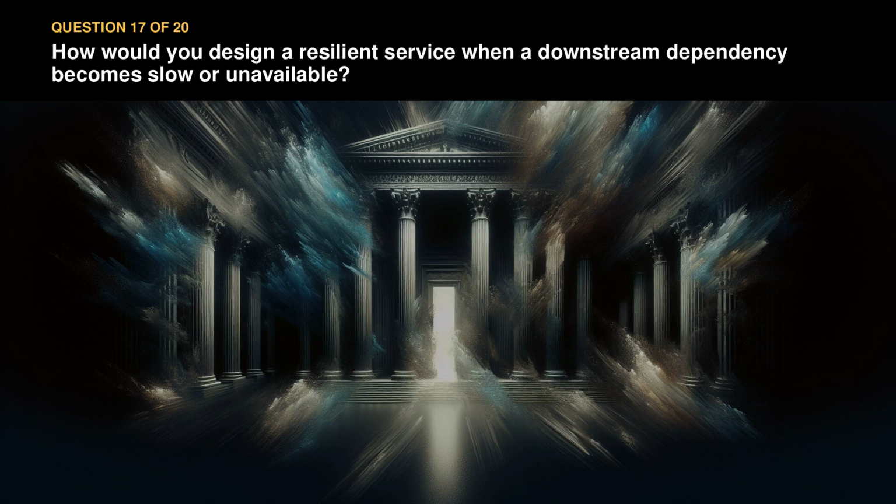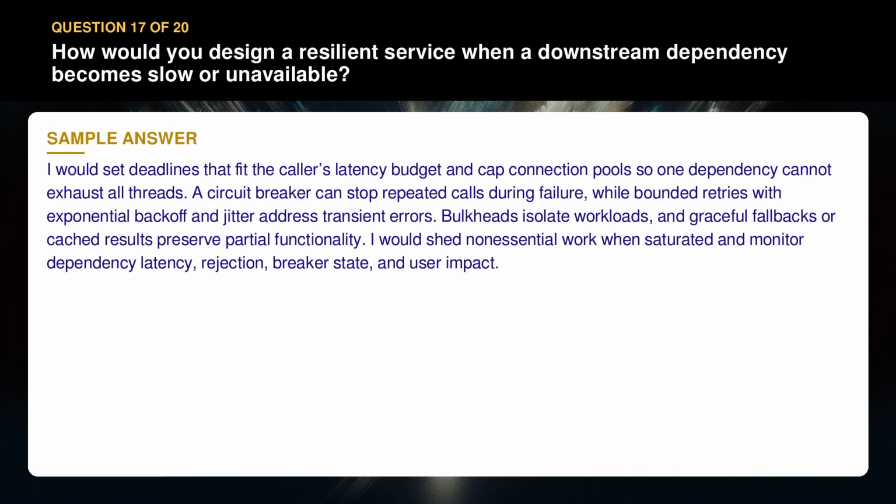Question 17. How would you design a resilient service when a downstream dependency becomes slow or unavailable? I would set deadlines that fit the caller's latency budget and cap connection pools so one dependency cannot exhaust all threads. A circuit breaker can stop repeated calls during failure, while bounded retries with exponential backoff and jitter address transient errors. Bulkheads isolate workloads, and graceful fallbacks or cached results preserve partial functionality.